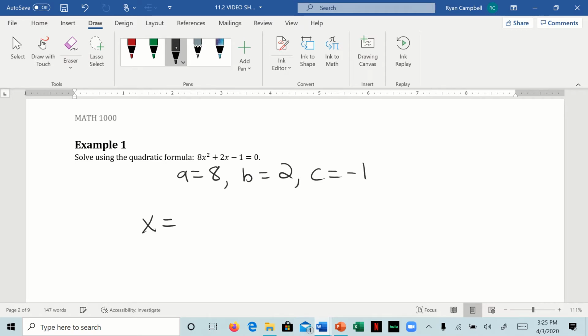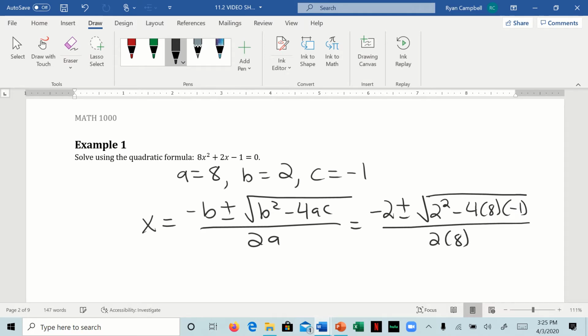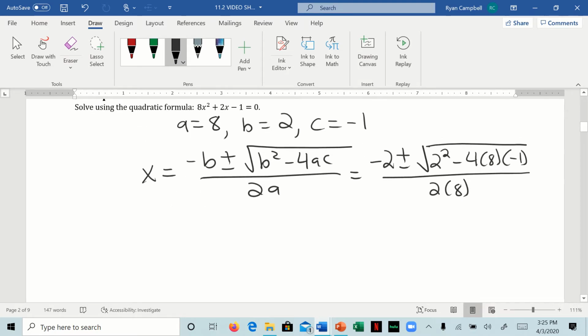So use the quadratic formula. x equals negative b plus or minus the square root of b squared minus 4ac all over 2a. I'm going to get you to sing it by the end of this. Haha. All right, so that's negative 2 plus or minus the square root of 2 squared minus 4 times 8 times negative 1, divided by 2 times 8. So I just plugged all these numbers where they're supposed to go. And then step 3, simplify.